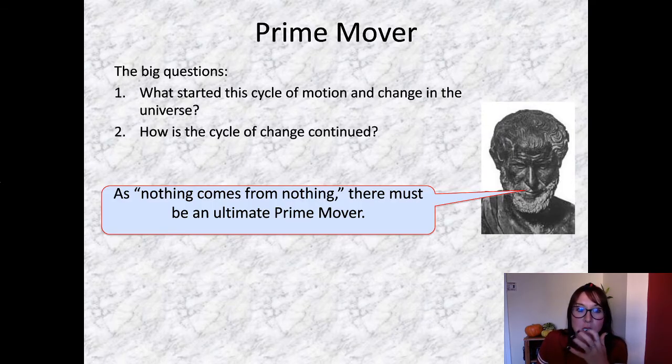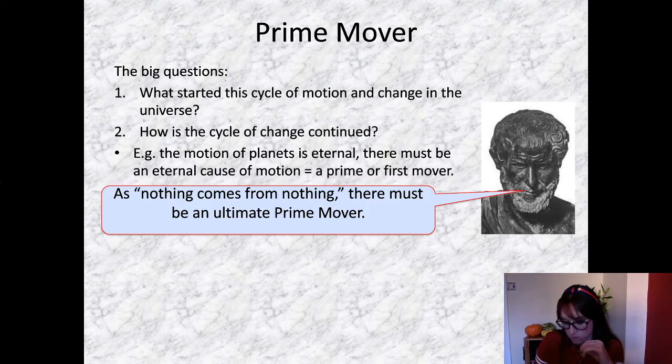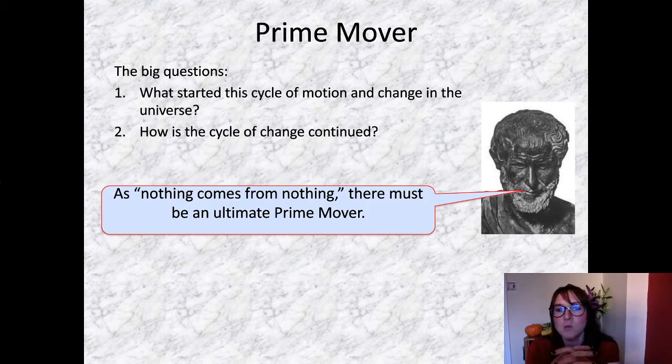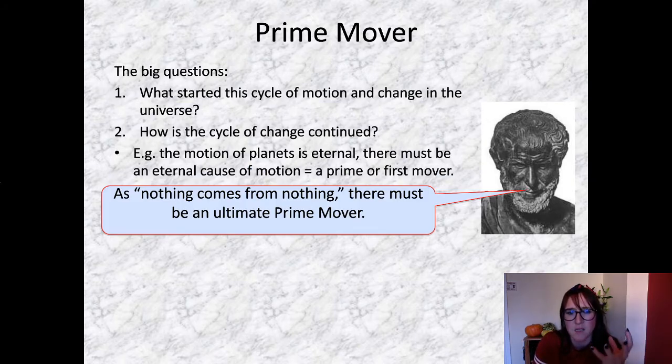So the big questions that he started to ask were these two. Oops, go back. And again, you can use these in your essays. He asked these two questions. What started the cycle of motion and change? What started everything that's going on? And how does it continue? And for Aristotle, the answer was the prime or the first mover.